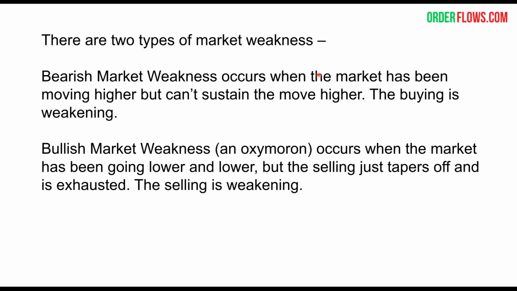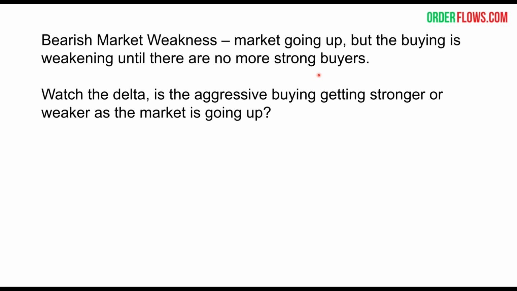The market just can't go any lower because there's no more selling. So once you have that weakness coming into the market, weakness in the sense of no more selling, then the natural direction is going to be up. So remember, bearish market weakness: the market has been going up, but buying is weakening until there are no more strong buyers. How can you tell? Well, the easiest way is to watch the delta.